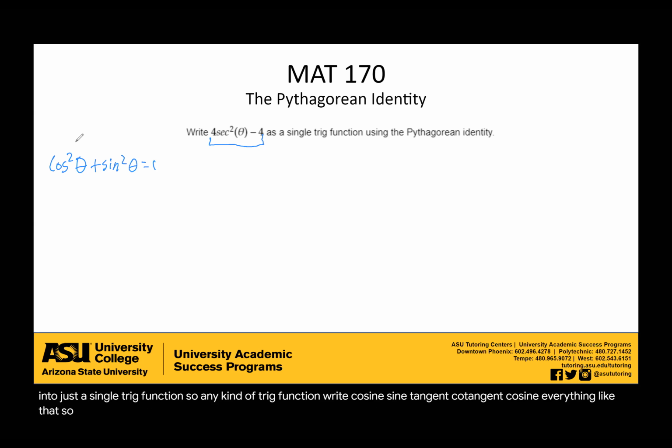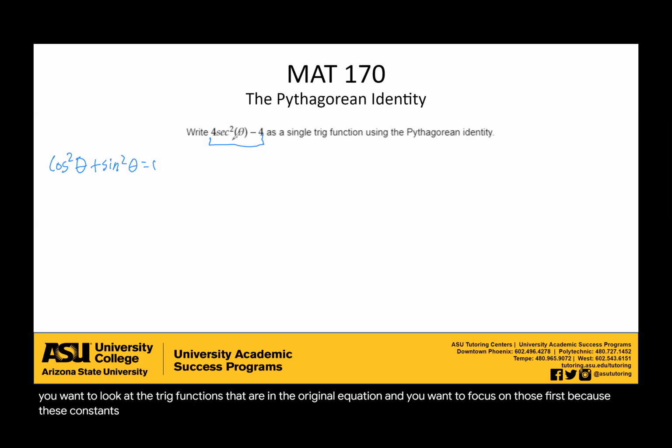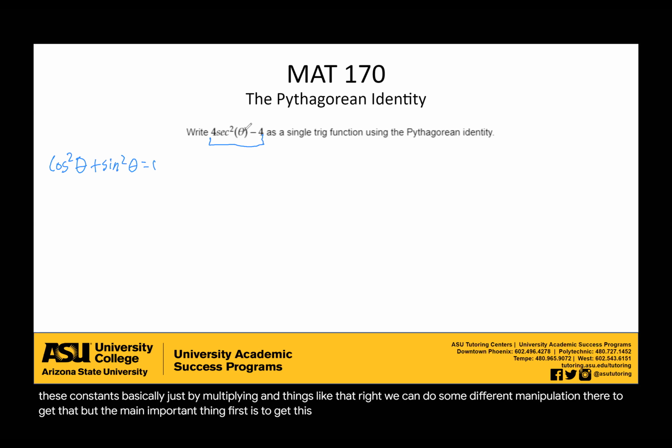So what we can do actually is first, the main goal here, especially whenever digesting these kinds of problems, is you want to look at the trig functions that are in the original equation. And you want to focus on those first. Because these constants, we can apply by just multiplying and things like that, right? We can do some different manipulation there to get that. But the main important thing first is to get this secant squared theta.